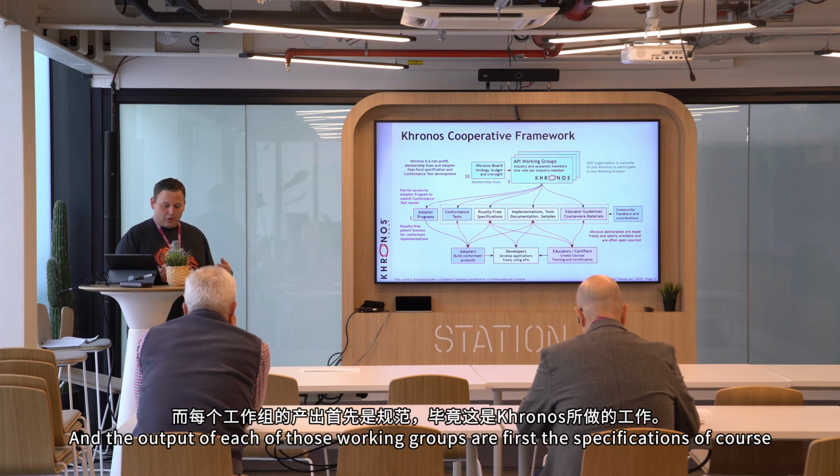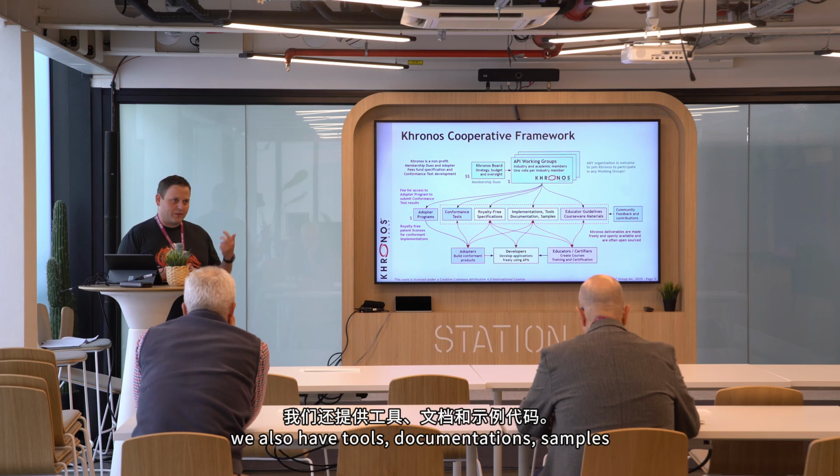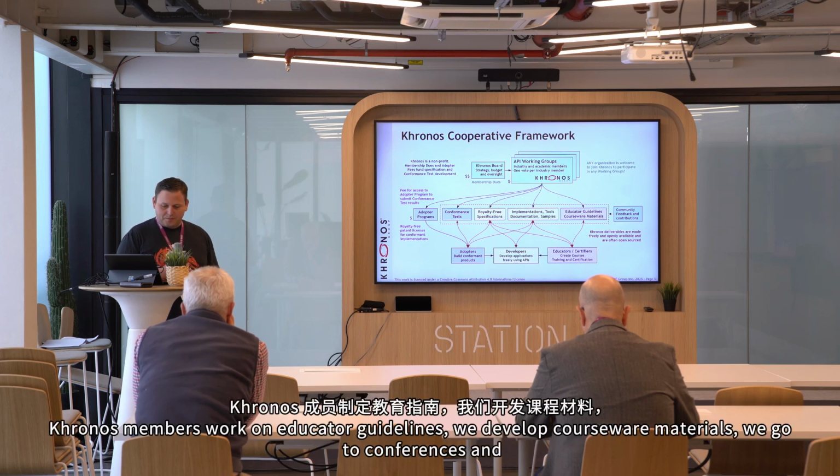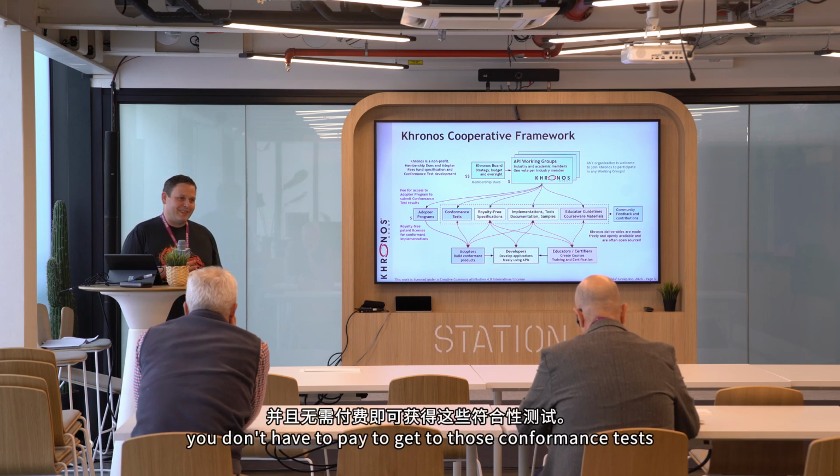And the output of each of those working groups are first the specifications, of course, because that's what Khronos does. But since the specification alone is not sufficient, we also have tools, documentation, samples. Khronos members work on educator guidelines. We develop courseware materials. We go to conferences and educate people. And of course, we also have a big suite of conformance tests. And you don't have to pay to get to those conformance tests.